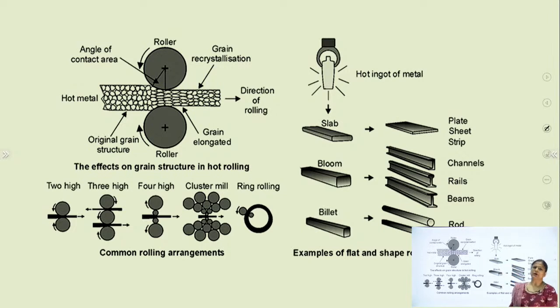Hot ingot of metal is generally converted into slab, bloom, or billet. We can see clearly the difference in the cross section of slab, bloom, and billet. Bloom and billet are generally square cross section, slab has a rectangular cross section. Slab is used to form the plate, sheet, and strips. Bloom is the raw product for the channels, rails, and beam production, and billet is the raw product for the rod and bar production.